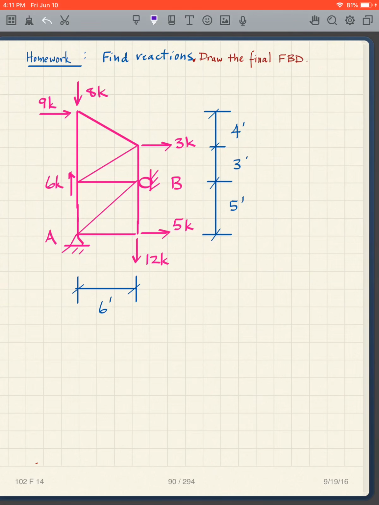Notice that I've got a roller here, I've got a pin there, and at the pin, of course, I'm going to have an AY and an AX. At point B, though, I just have a BX. Why? Because it's a roller, and as we know, rollers only act in one direction, and in this case, it's the X direction.